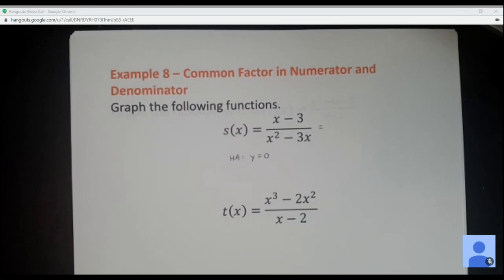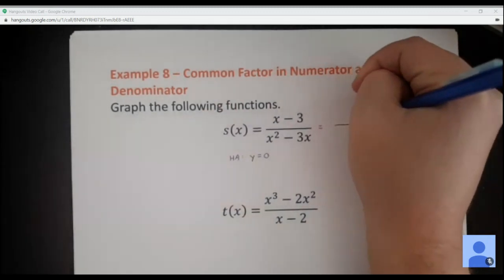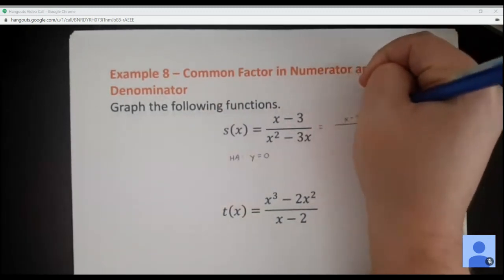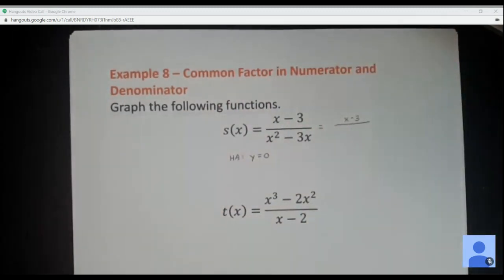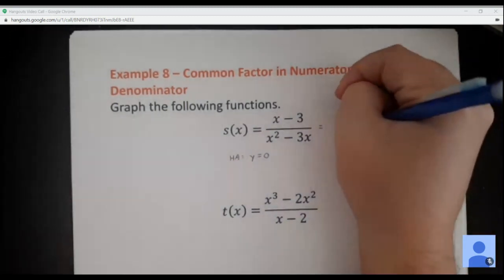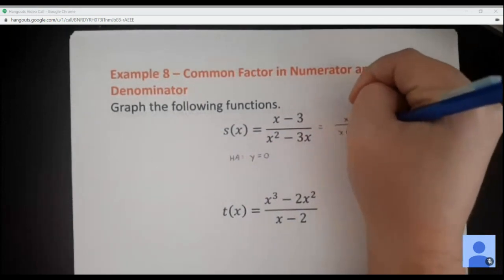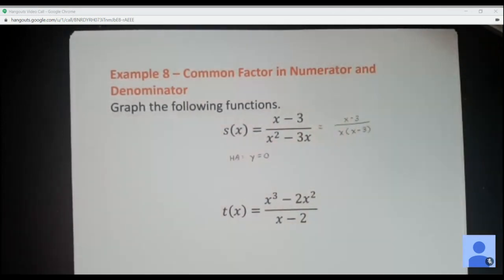Can we factor the numerator? No, right? So that's just going to stay x minus 3. What about the denominator? Good. We have a common factor of x, and if we factor out the x, we're left with x minus 3.